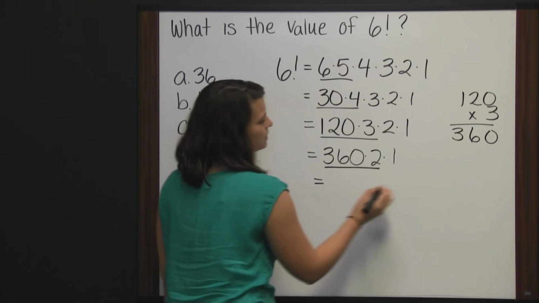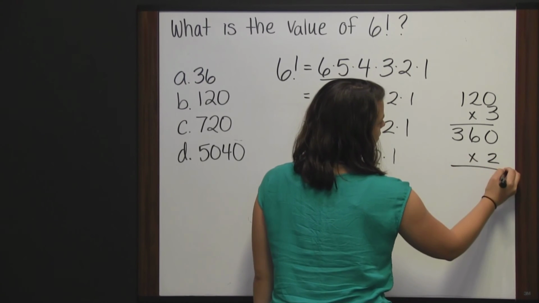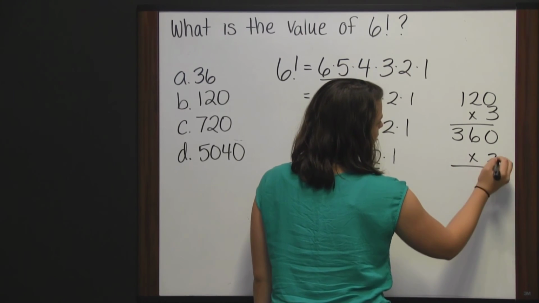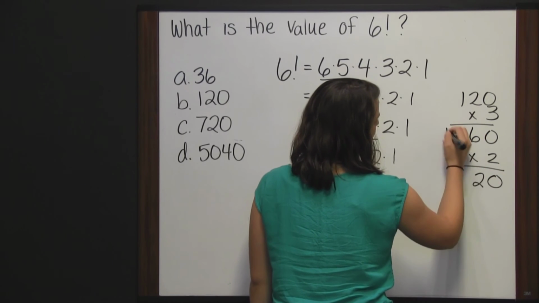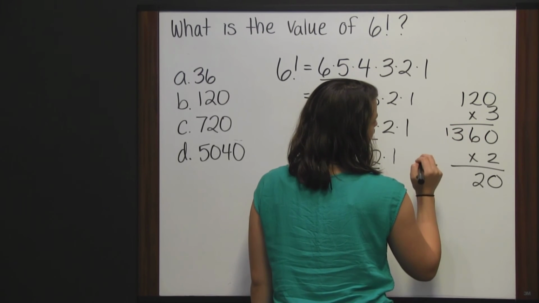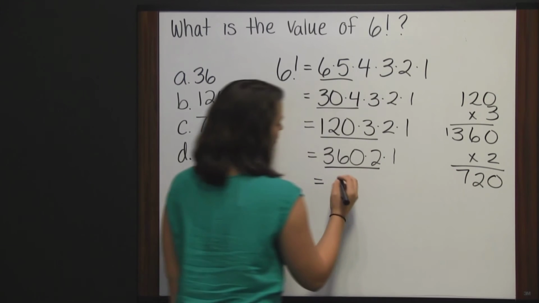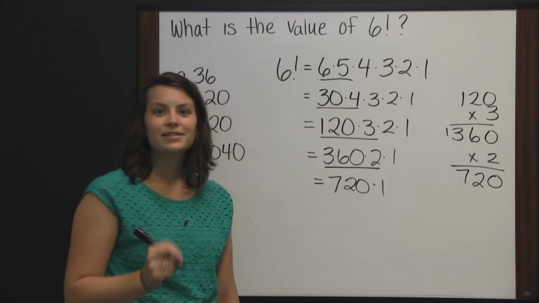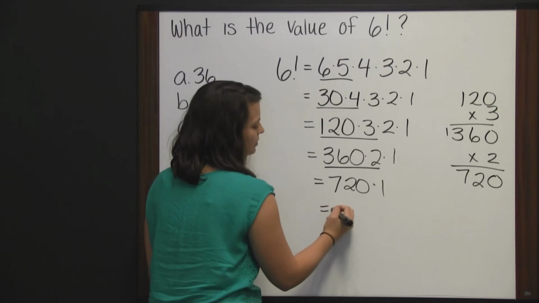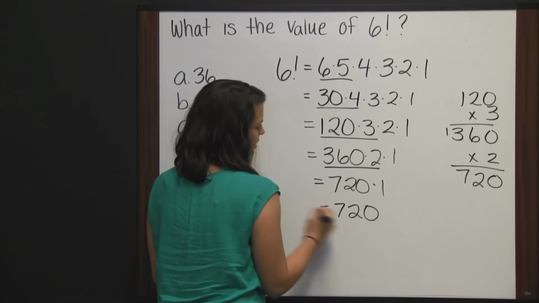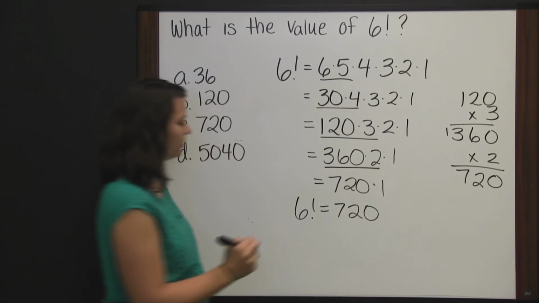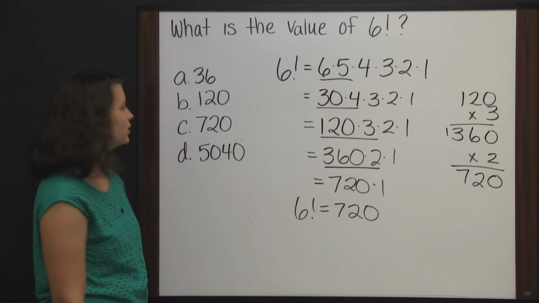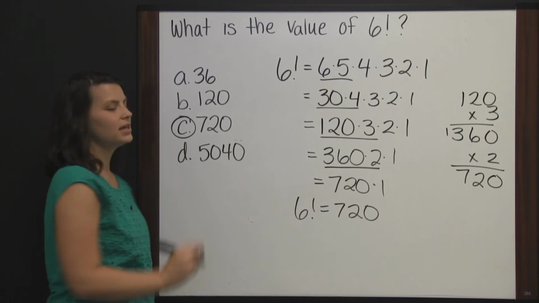And 360 times 2. 2 times 0 is 0. 2 times 6 is 12. Carry the 1. 2 times 3 is 6. Plus 1 is 7. So 720 times 1, and 720 times 1 is just 720. So 6 factorial is equal to 720. Answer C.